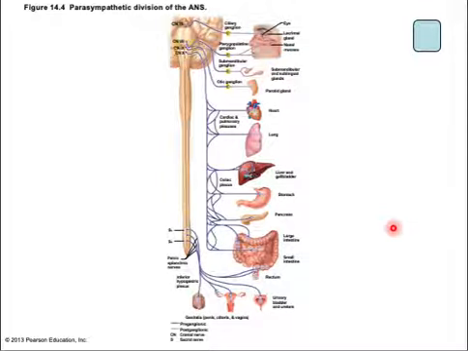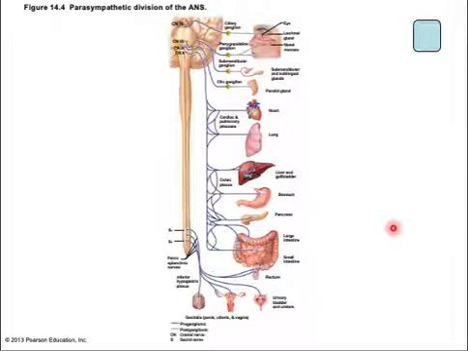In the cranial part of the parasympathetic division, we have cell bodies in the brainstem with preganglionics in the oculomotor, facial, glossopharyngeal, and vagus nerves, okay? So those are cranial nerves 3 and 10, and let's see, glossopharyngeal 9 and 7. Okay.